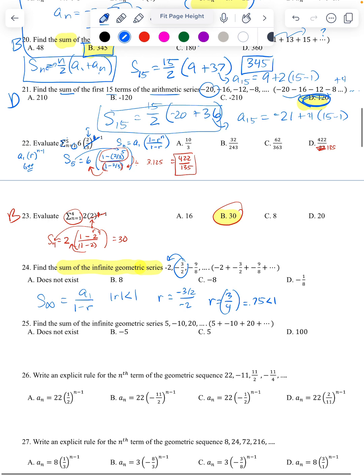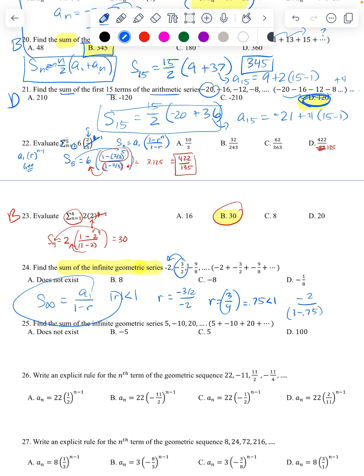So my formula says to put in the first term, which is negative 2, and then on the bottom, do 1 minus your r, which is 1 minus 0.75. Remember these parentheses, they're super important to getting the right answer. So I'm going to take negative 2 divided by, and then in parentheses, 1 minus 0.75, and I end up with negative 8, which is C.